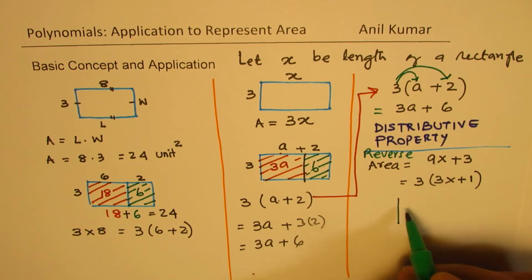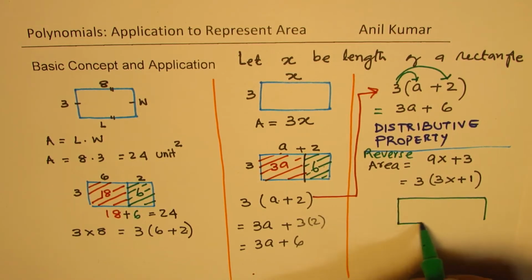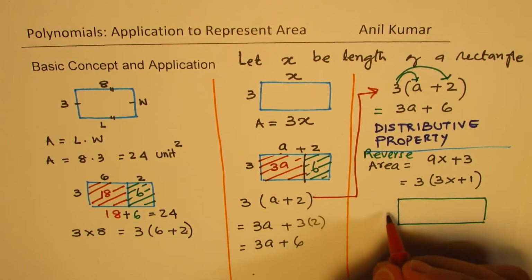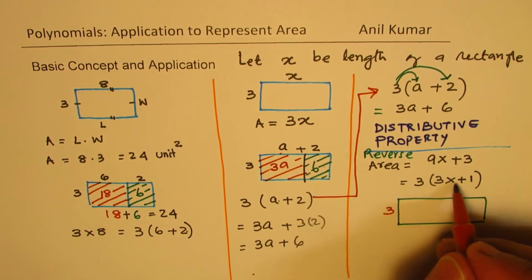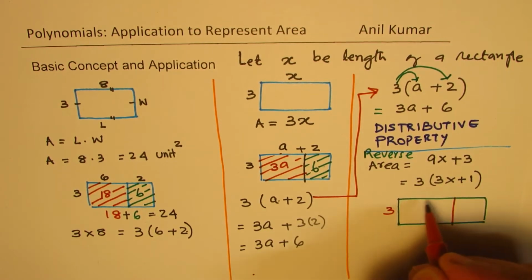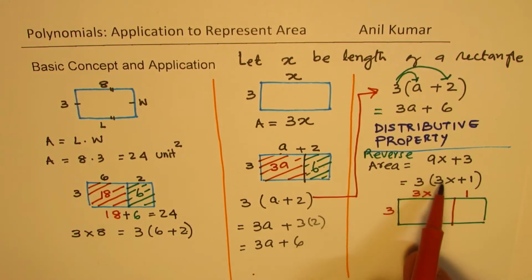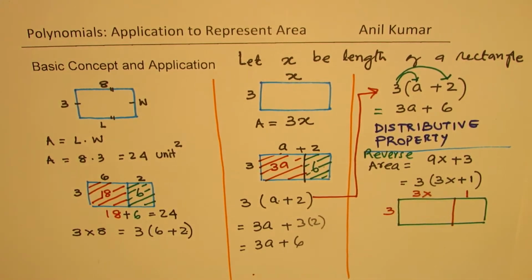So what we could do here is we could make a rectangle whose one side is 3, right? So let's write this side as 3. The other side is 3 times x plus 1. So that means this side is 3x and then 1 unit. Now this area is same as the expression given to us, which is a polynomial expression. Do you get the idea? So that is how multiplication in polynomials happen, correct? So this is a very important aspect which we have learned here.